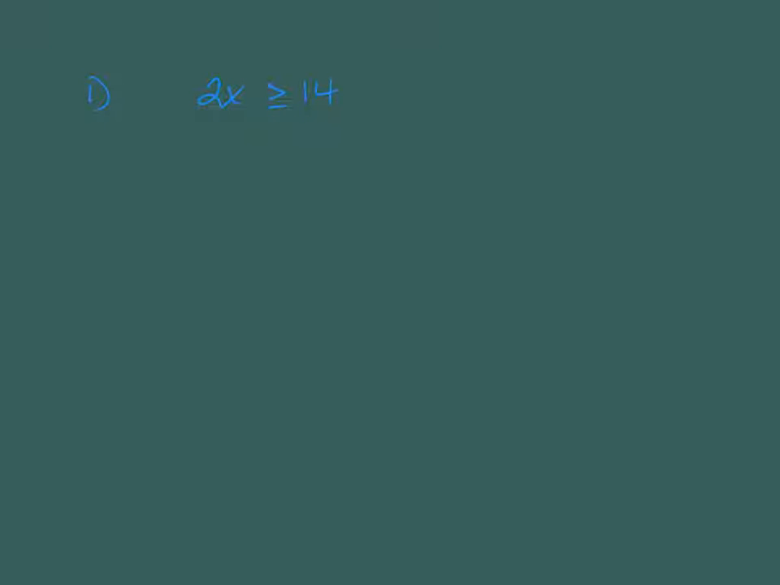Okay, on this problem, if it was a regular equation, 2x equals 14, we'd divide both sides by 2. So that's what we're going to do here. So I'm going to divide by 2, divide by 2. So 2x divided by 2 is just 1x, is greater than or equal to 14 divided by 2, which is 7.